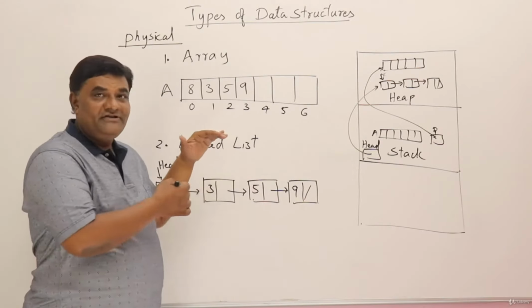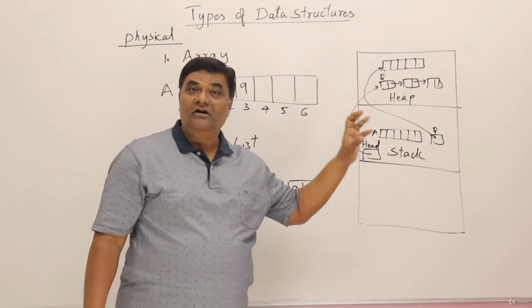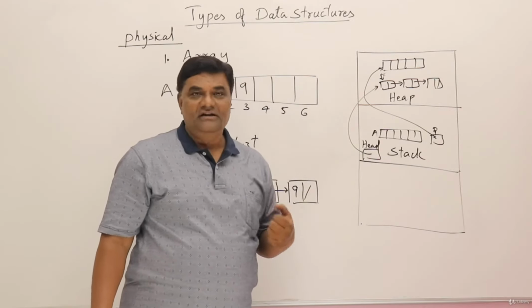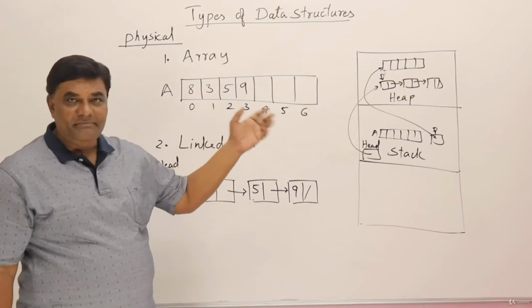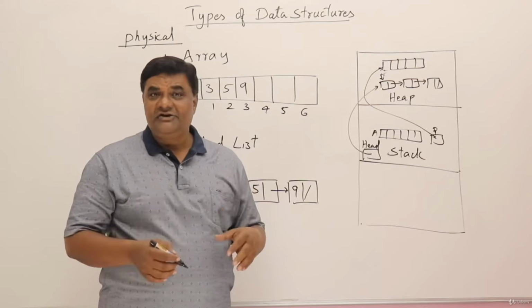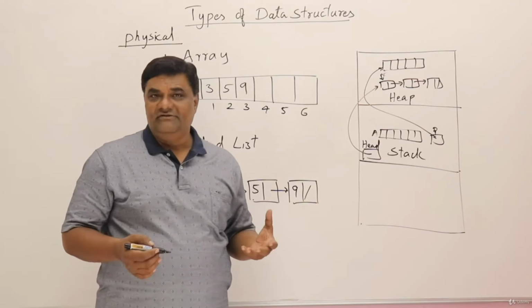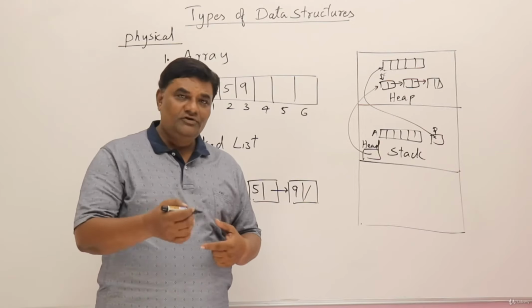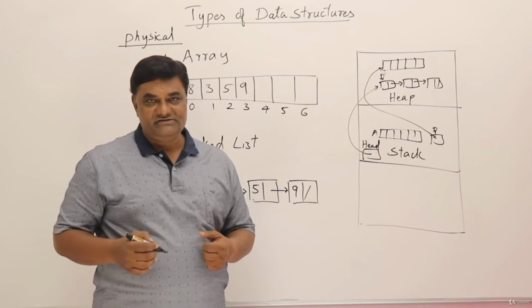So these two are physical because they define how the memory should be organized for storing the elements or for storing the data. So these are more related to memory. I have just introduced these two data structures to you as this is a separate topic in our subject. Now let us move on to the next type of data structures, that is logical data structures.